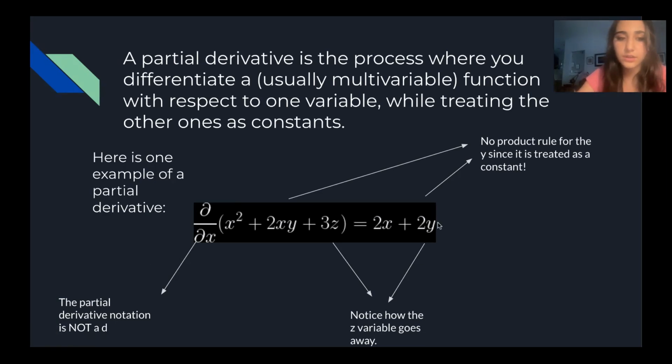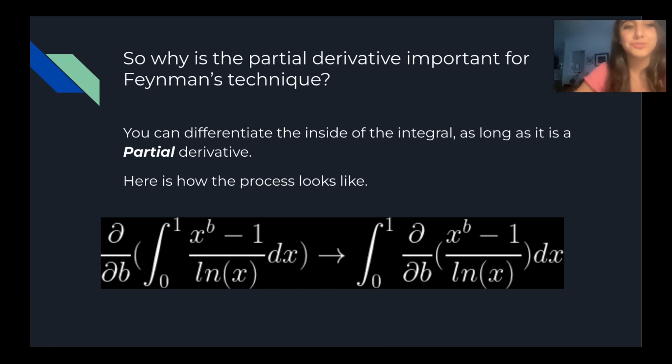So, I want you to consider a function f of x, y, and z that depends on multiple variables. The partial derivative of f with respect to x represents how f changes as x changes, while y and z remain constant. So why is the partial derivative important for Feynman's technique? Well, as a whole, Feynman's method allows us to simplify a nasty-looking indefinite integral by differentiating under the integral sign. And you can differentiate the inside of an integral as long as it is a partial derivative, basically.